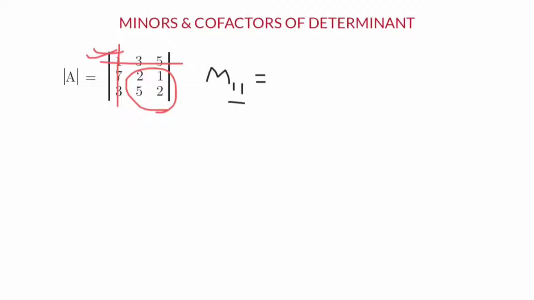So M11 will be equal to the determinant of 2 1 5 and 2. After cancelling out this row and this column, the elements which remain are 2, 1, 5 and 2. So the minor of this first element will be denoted by M11 and will be equal to the determinant of 2 1 5 and 2. Now we can calculate the minor of each and every element in this determinant.